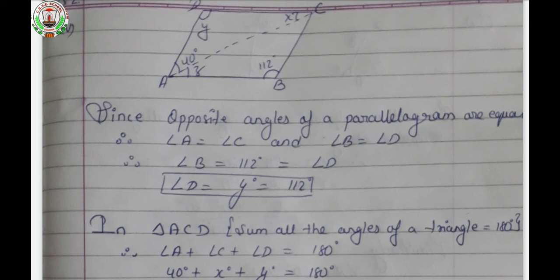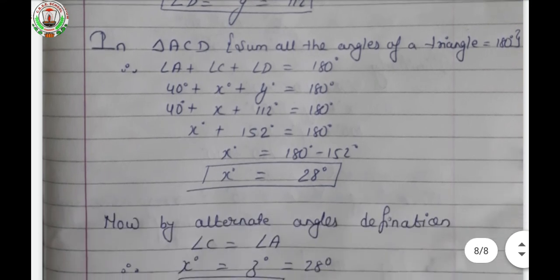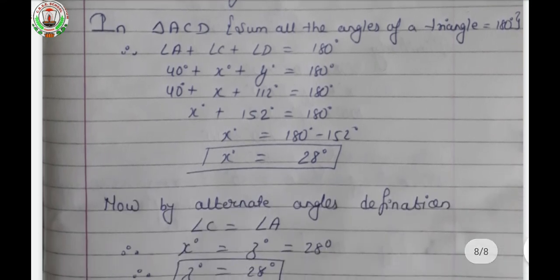One diagonal is drawn in the figure, AC, isn't it? Due to that diagonal the two triangles are formed, that is triangle ACD and triangle ACB. So we are going to consider the first triangle, that is triangle ACD, and we know that according to the property of a triangle the sum of the angles of a triangle is equal to 180 degree, isn't it? So angle A plus angle C plus angle D is equal to 180 degree, where angle A is equal to 40 degree given in the figure, angle C is equal to X degree, angle D is equal to 112 degree, is equal to 180 degree.